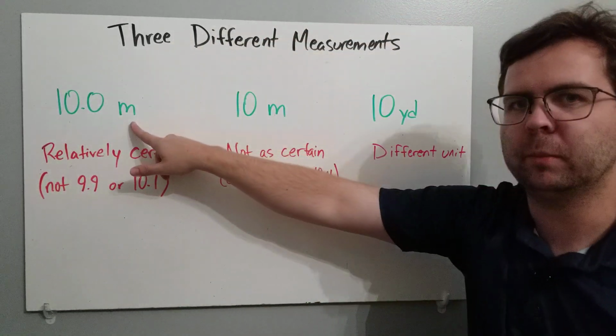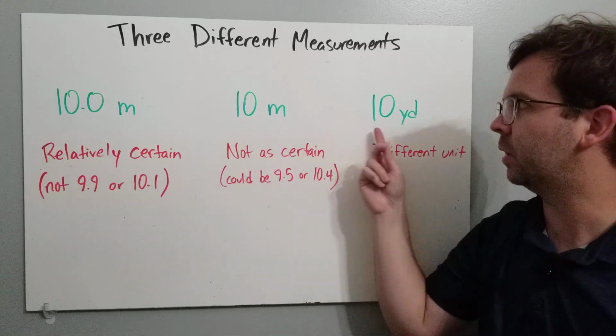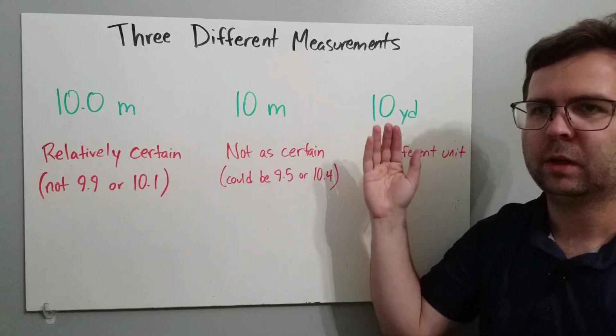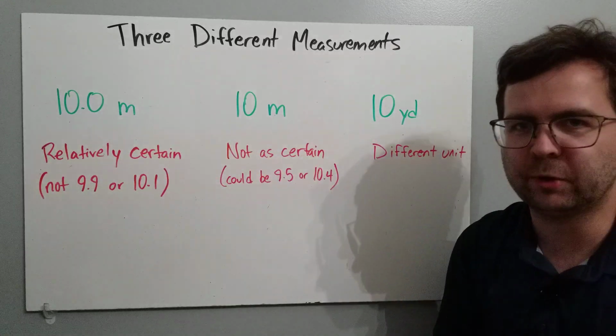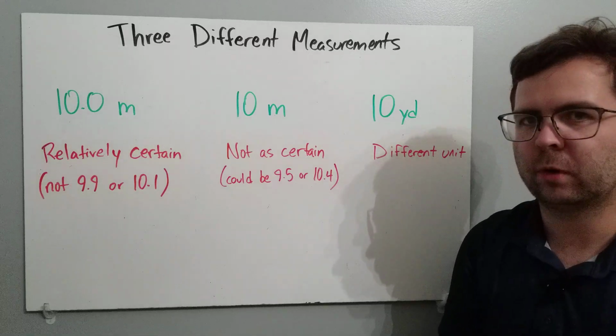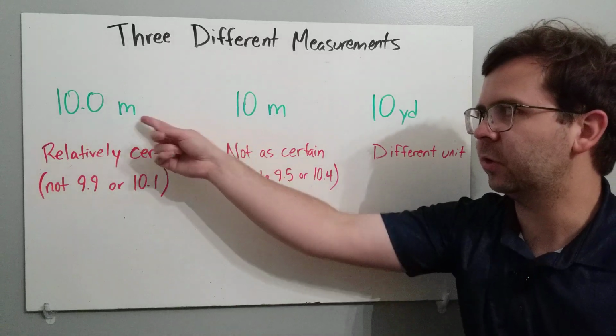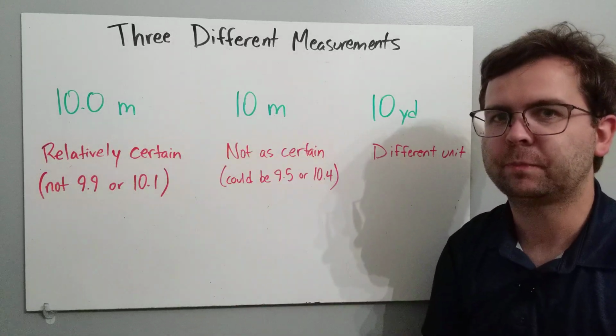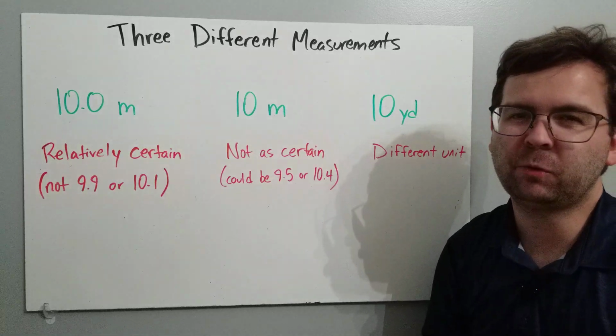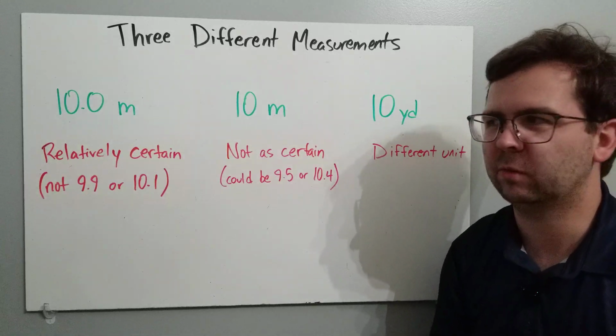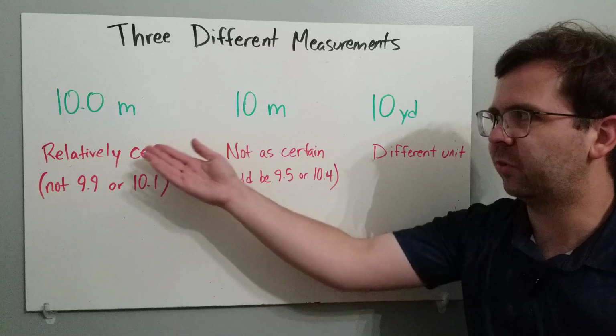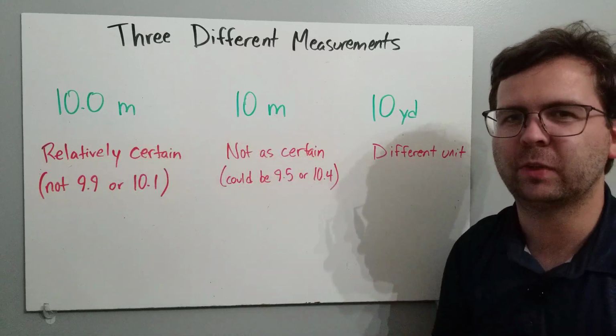So we have 10.0 meters, we have 10 meters, and we have 10 yards. Now, these three measurements are different from one another for a couple of reasons. These first two measurements appear to be identical, and that's where a lot of people might get confused when they look at physics and they think, what are you talking about? They're the same. 10.0 meters, 10 meters, that's the same.